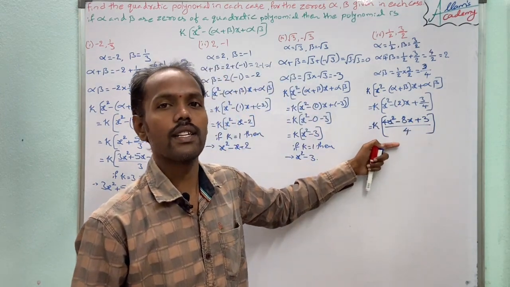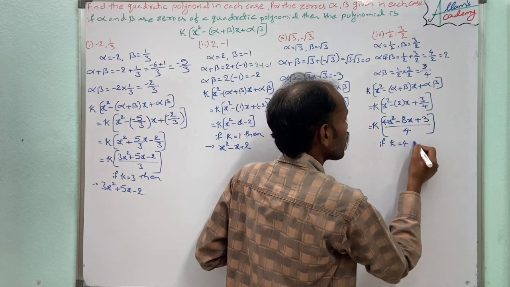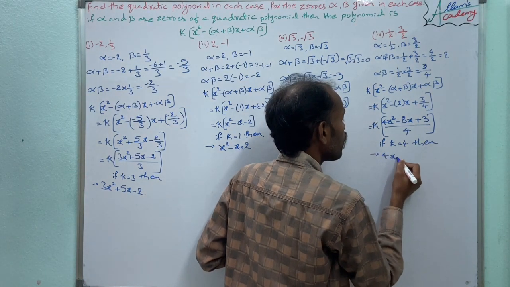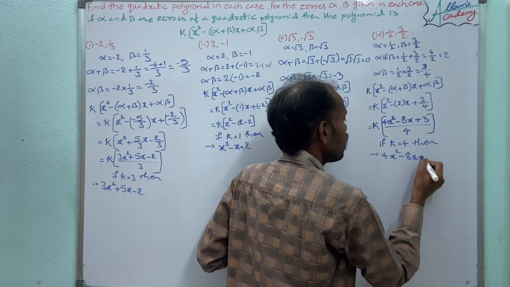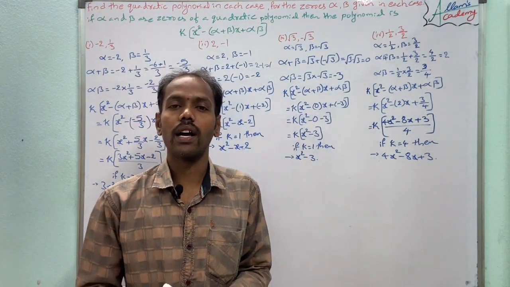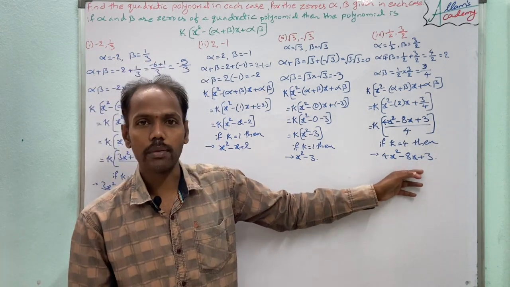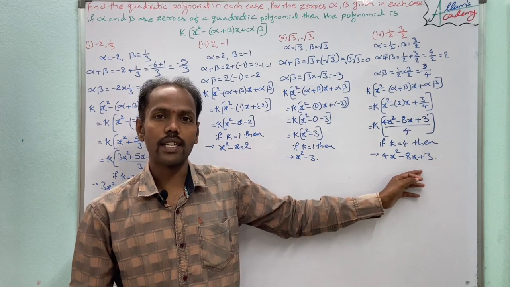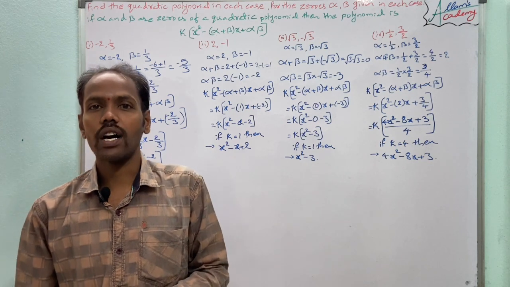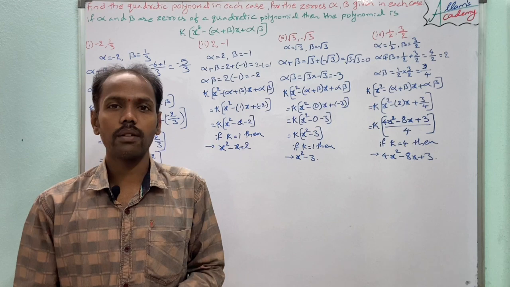Here the denominator is 4, so we take k equal to 4. Then the quadratic polynomial is 4x square minus 8x plus 3. So if the zeros of the quadratic polynomial are 1 by 2 and 3 by 2, then the quadratic polynomial is 4x square minus 8x plus 3. So in this model, if the zeros of a quadratic polynomial are given, then we find the quadratic polynomial.